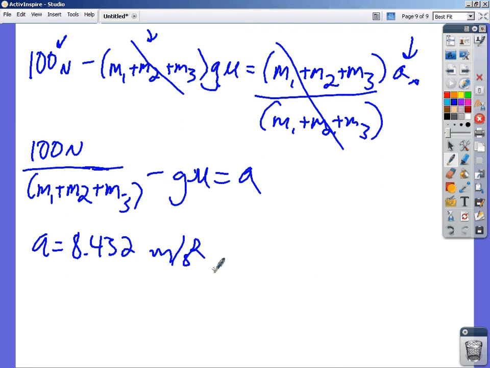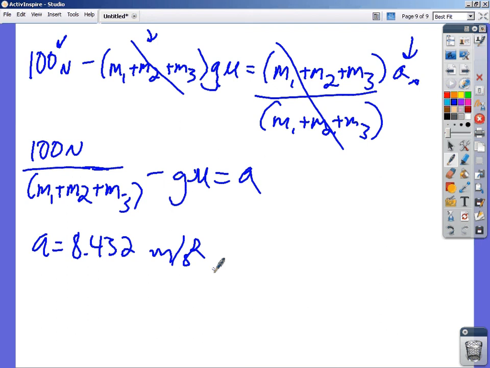I got 2.691. Is that right? No, a is not the answer. This is just the first step. Okay, because like I said, we need to find the acceleration so we can look at each block individually. Otherwise, we can't go anywhere. G is gravity, 9.8. Yeah.